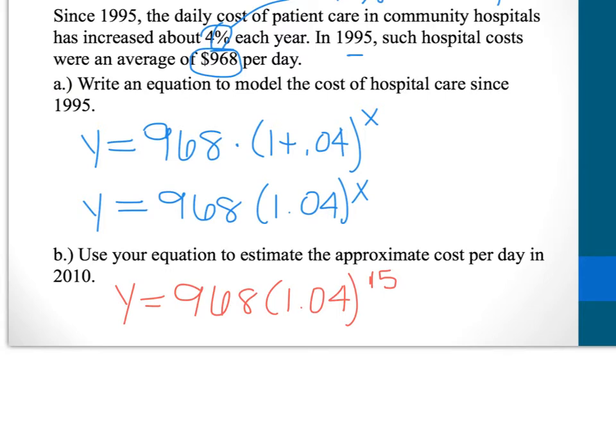When I plug this equation into my calculator, I can see that the cost in 2010 is going to go up to $1,743. And if we put the change in there, I got 3.2. So roughly $1,743 is what it's going to be per day in 2010 versus the $968 per day back in 1995.